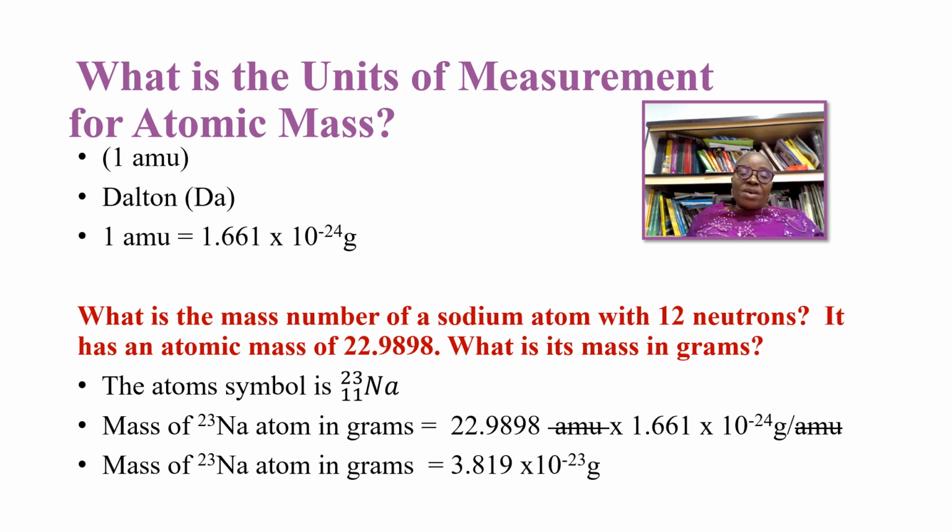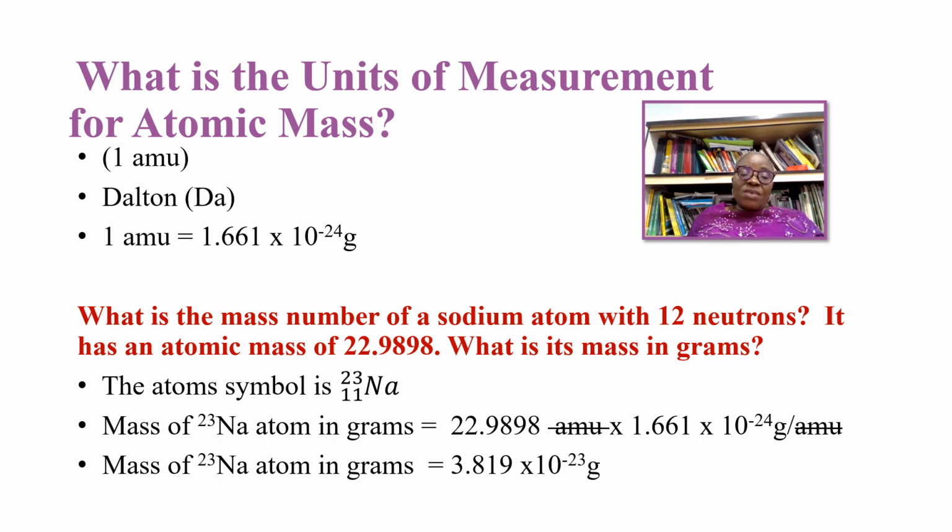The unit of mass is also called a Dalton (Da). 1 AMU equals 1.661 times 10 raised to the power minus 24 grams. So you can be told to calculate the atomic mass in grams.